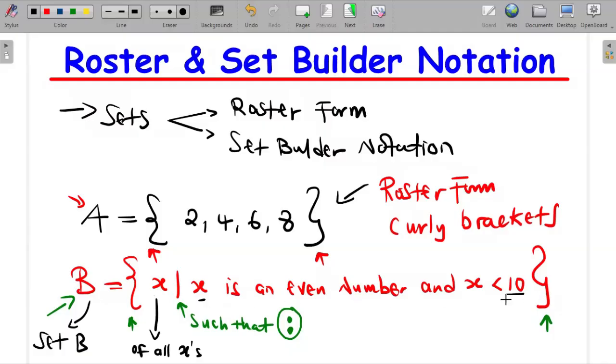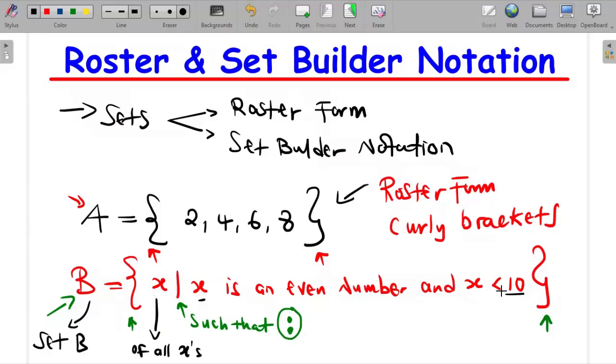Okay, so this expression for B here is the set builder notation, and it is read as set B is a set of all x's such that x is an even number, and this x is less than 10. So you can see that for part B, we are not listing the exact elements that are there, but we are describing a rule that would tell us that this particular number should be in this particular set.